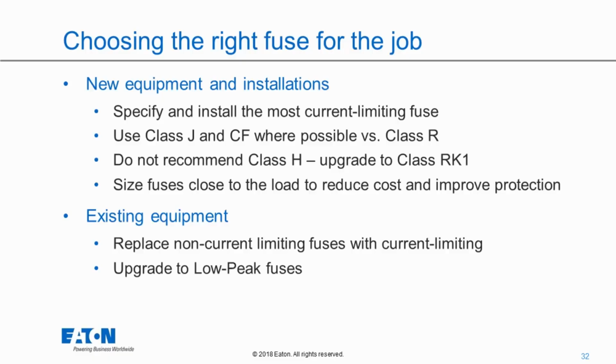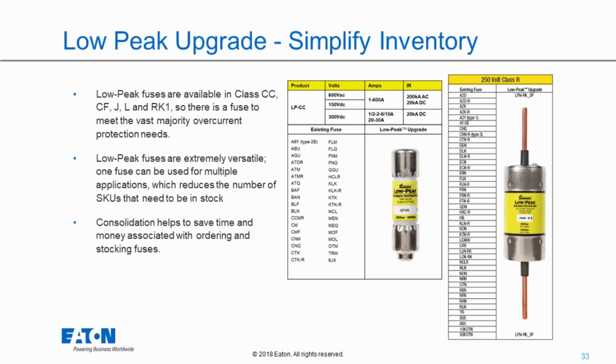So existing equipment, replace non-current limiting fuses with current limiting fuses and upgrade to low peak fuses when possible. So we have programs out there that we can help you with. One of them is our low peak upgrade, and this will help you simplify your inventory as well as give you the best in class fuse as well. So what we can offer is a low peak upgrade program that is available through Bussmann. So when I look at this class CC fuse that's in this picture, we can take all those existing fuses that are in there and we can upgrade them to one style of fuse.